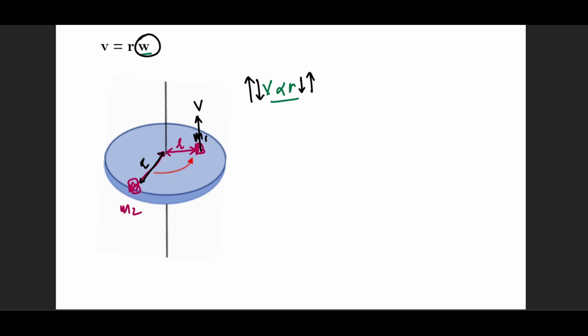Please be advised that we are discussing this while omega is constant, because the disk is rotating like this. We understand that omega for the whole system is constant, right? So since it's placed further away, its tangential velocity will be much higher than the tangential velocity of this one.